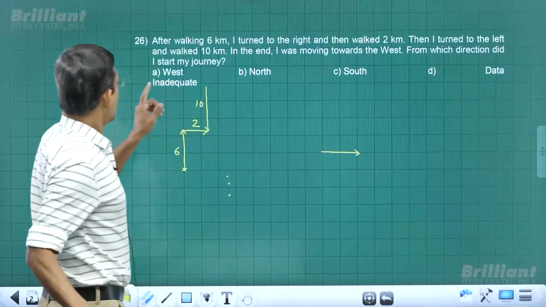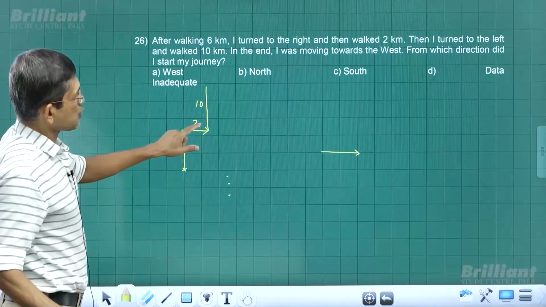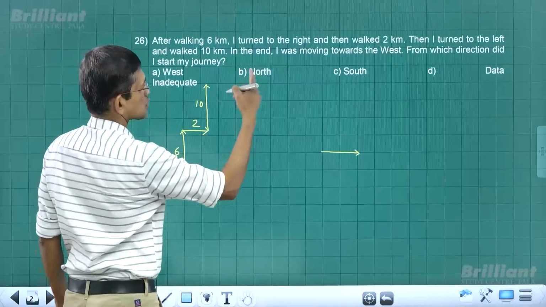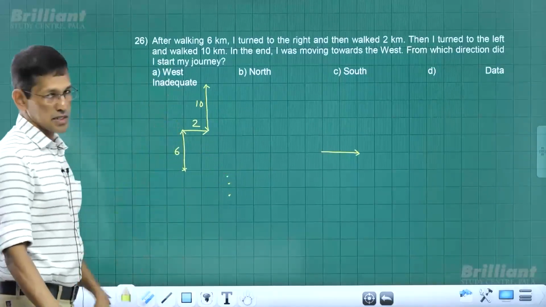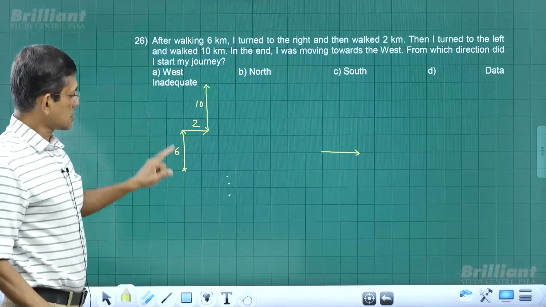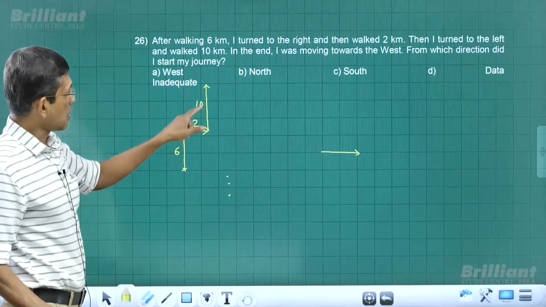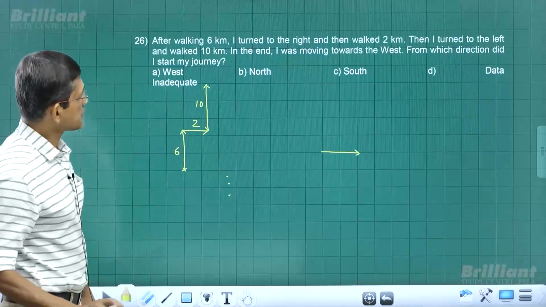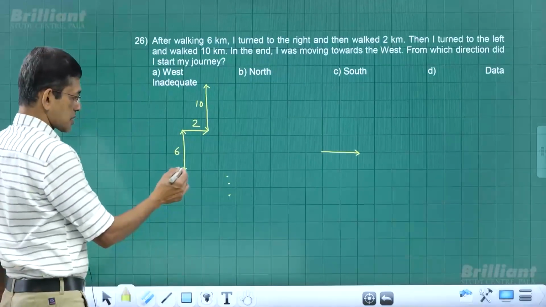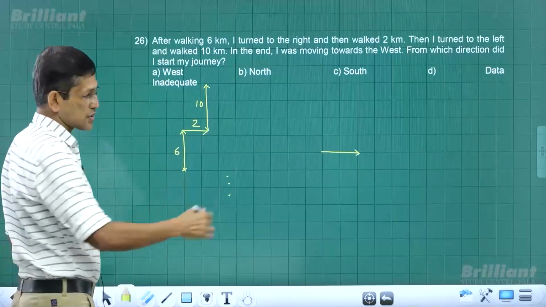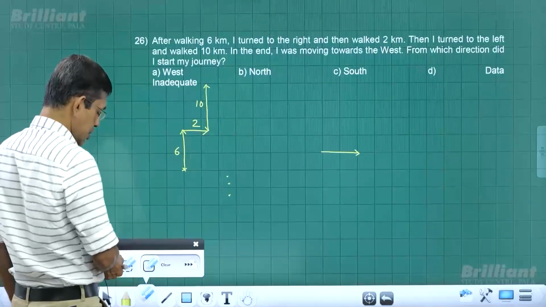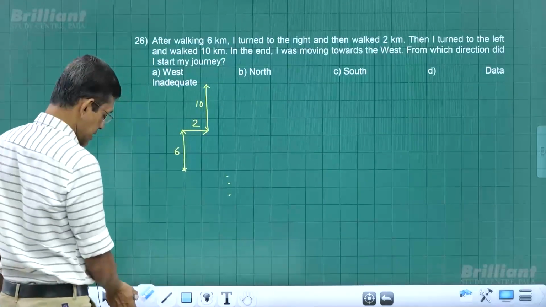Okay, so after walking 6 kilometers, I turned to the right, then walked 2 kilometers, then I turned to the left and walked 10 kilometers. In the end, I was moving towards the west. So from which direction did I start my journey? In this case, finally, this person is facing north. Started the journey facing north, and now is facing north as well. But what we need is west, correct? So towards the west, maybe this person started the journey towards west. We'll take that possibility. Let's see what happens.